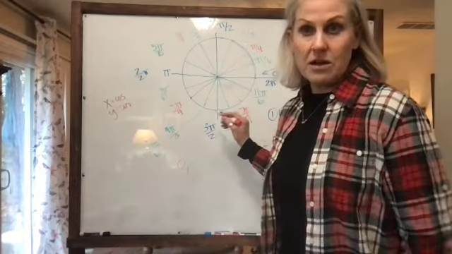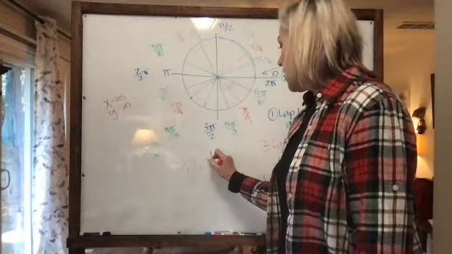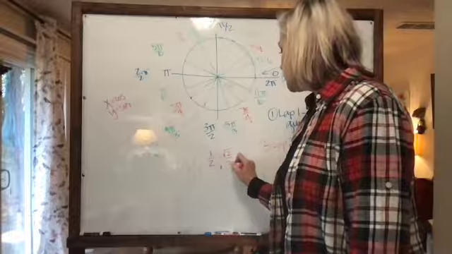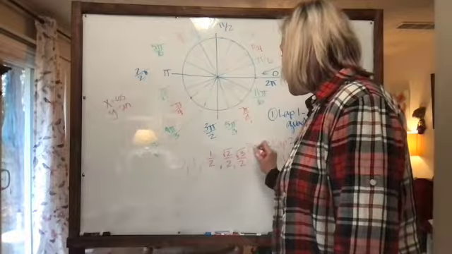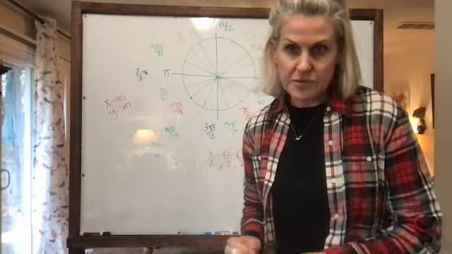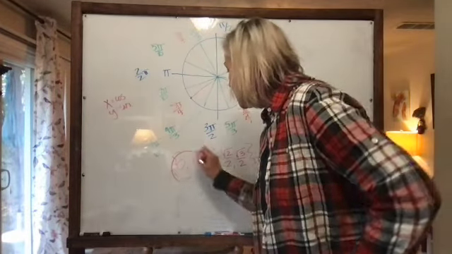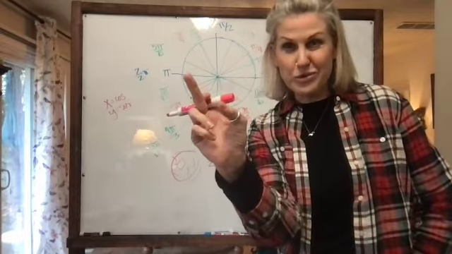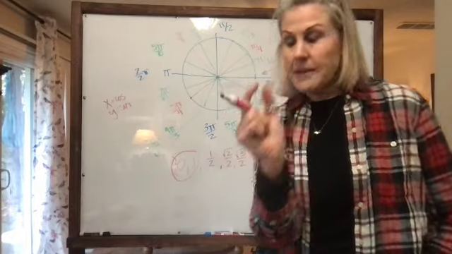Every coordinate on here is either a 0, a 1, a 1/2, a √2 over 2, or a √3 over 2, and the positive or negative version of those. And the nice thing about the unit circle is that the 0s and 1s always come together. You're never going to see a 0 with a √2 over 2 or a 1 with a 1/2. It's always a 0 and a 1 together.